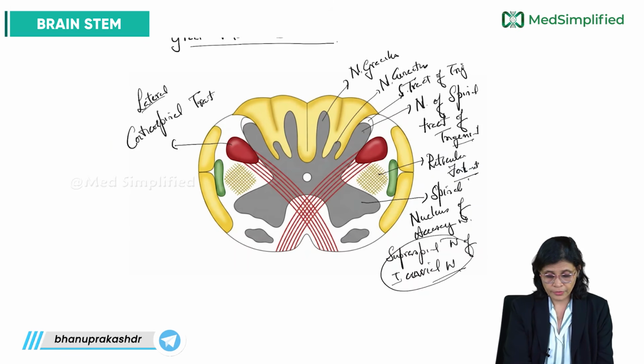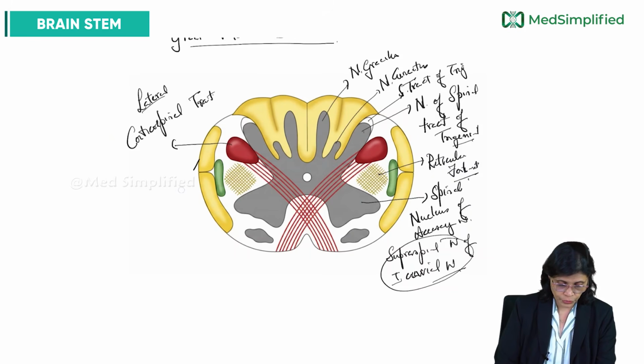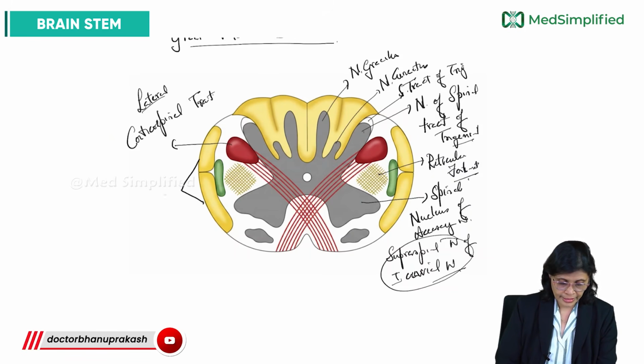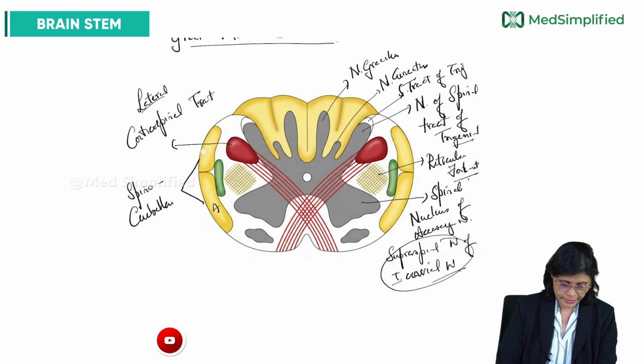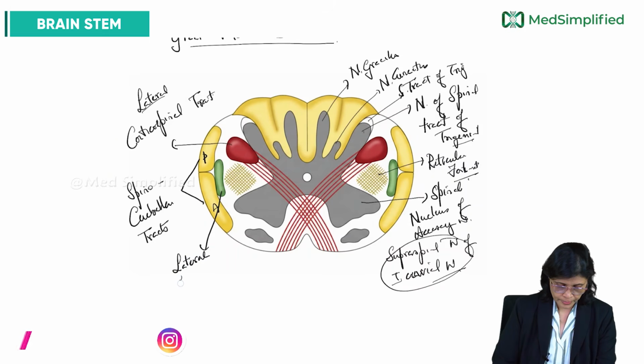So this is all we see in the grey matter, and other than that we also see the white matter. The white matter here is in the form of these two, the anterior and posterior spinocerebellar tracts. This is the anterior, this is the posterior spinocerebellar tract. Then we have this one, the lateral spinothalamic tract.